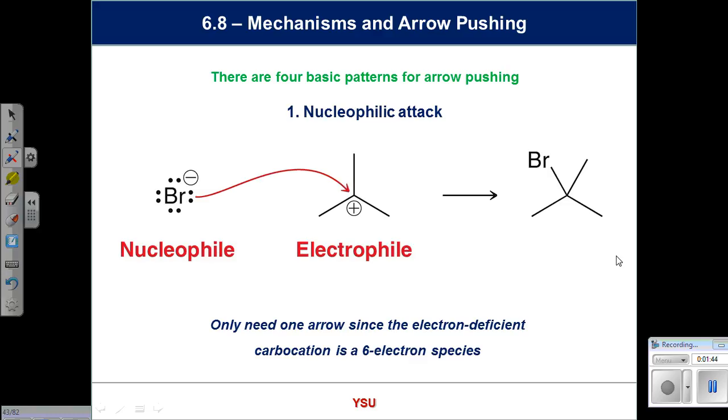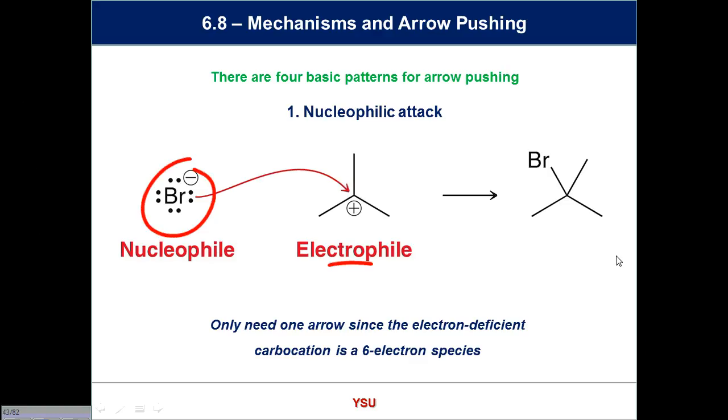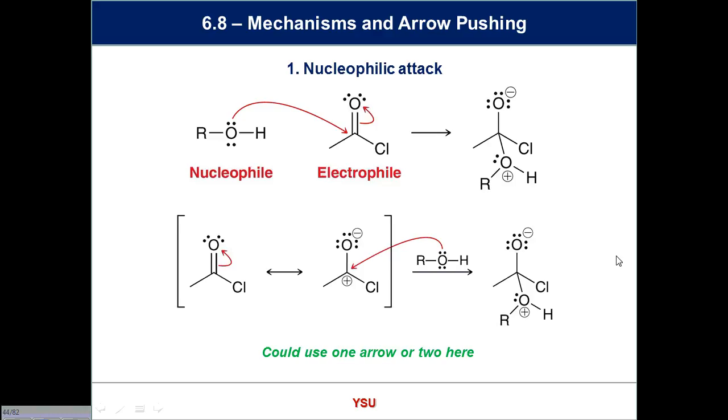Nucleophilic attack is basically something electron-rich going after something electron-poor. You might need a second arrow depending upon what's available. In this case, you don't need a second arrow because that only has six. Therefore, that fills the octet when you get over here. But that is the attack of a nucleophile on an electrophile. Once you know those definitions, you can start to expand this into much more complicated mechanisms that you won't see for a while, but you should be able to put these labels in here.